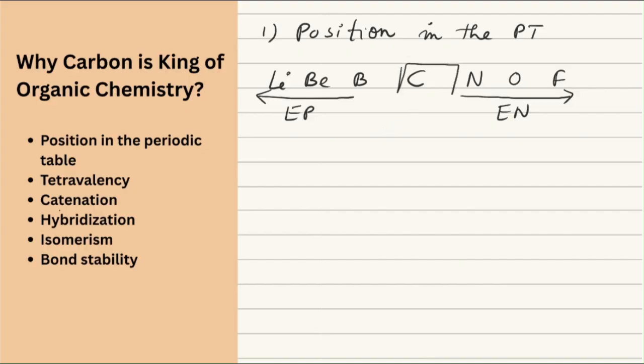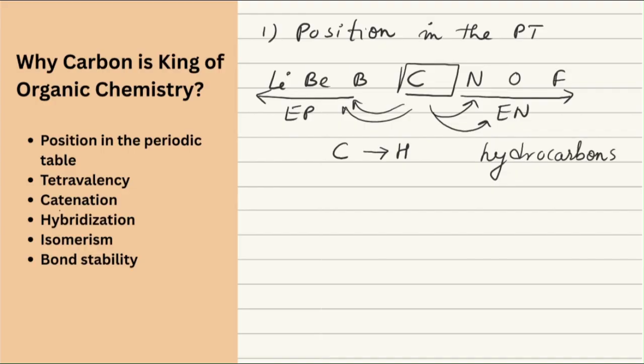Because it has an intermediate electronegativity which allows it to form stable covalent bonds by sharing electrons rather than losing or gaining electrons. Because of the same nature, the carbon will also interact with the hydrogen and form many organic compounds like hydrocarbons. And all this because of its position in the periodic table where it is having intermediate electronegativity.